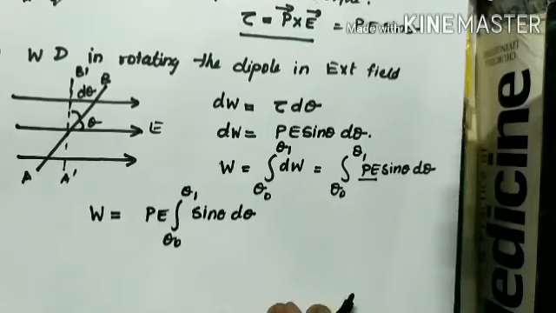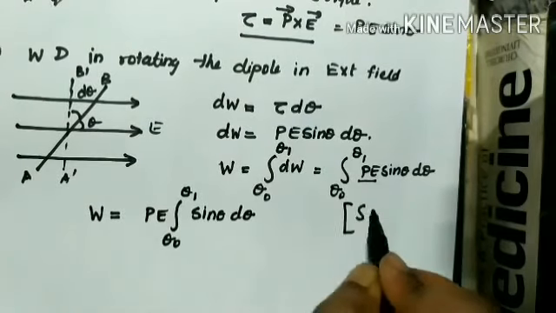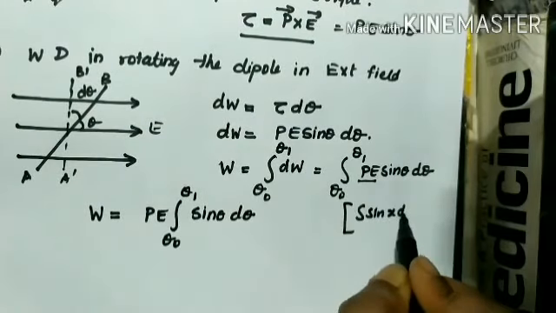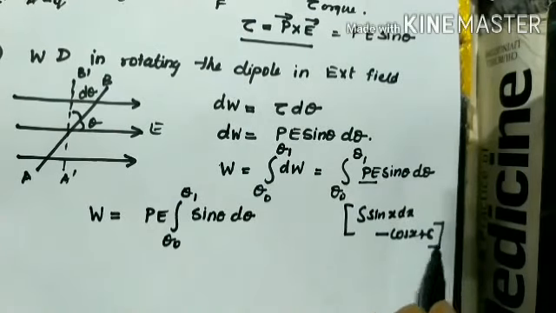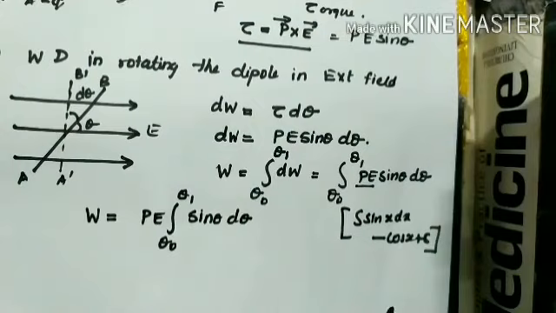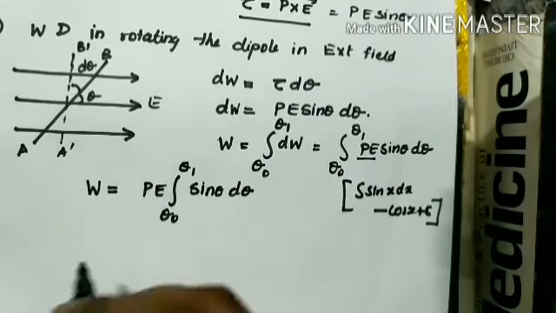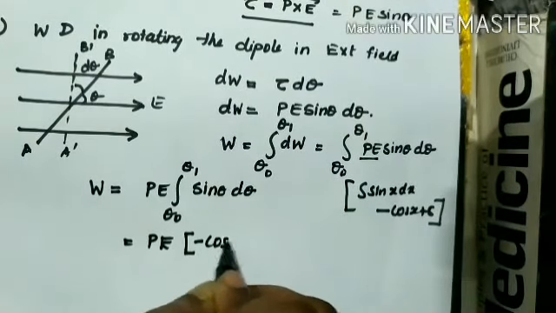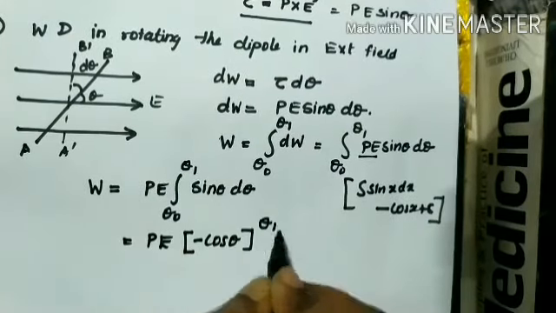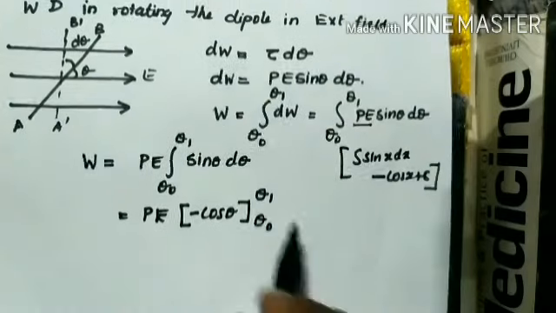Now guys, what is the integral of sin theta? Those who know maths can give me the answer. It is minus cos theta, or in x it is the cos x form. So I am going to replace sin theta with minus cos theta. So it is PE minus cos theta, upper limit theta 1, lower limit theta 0.